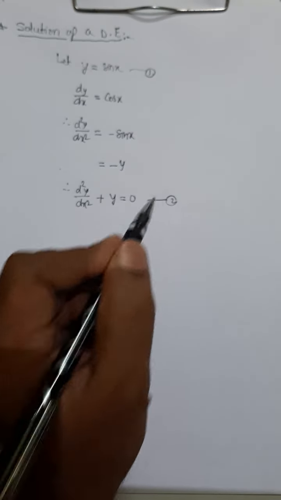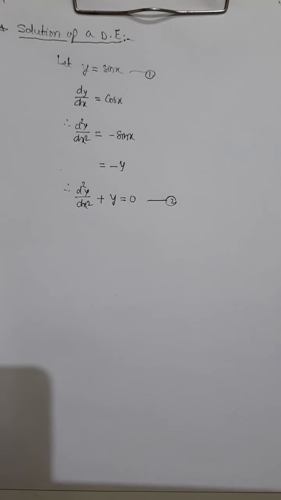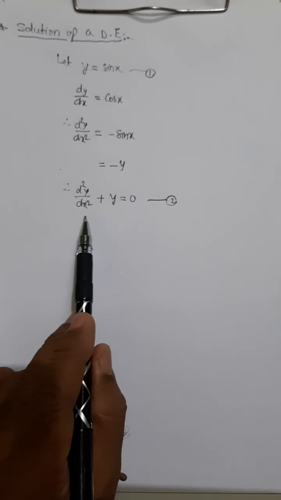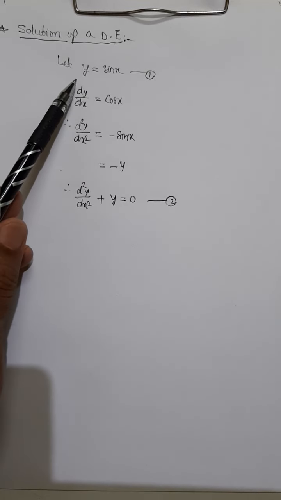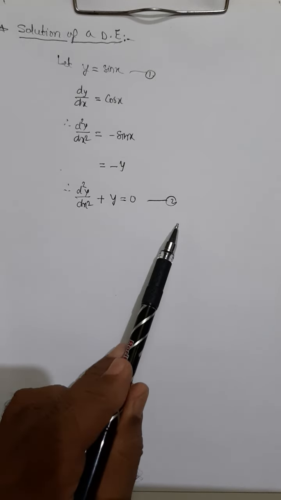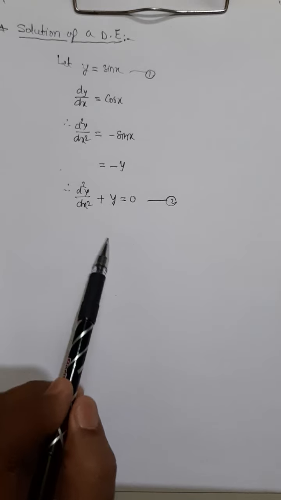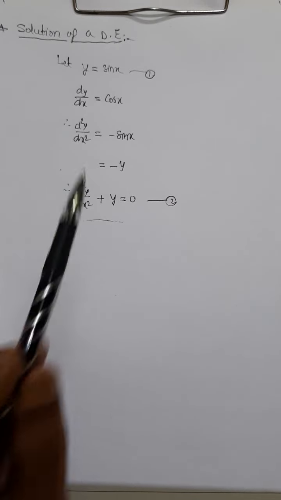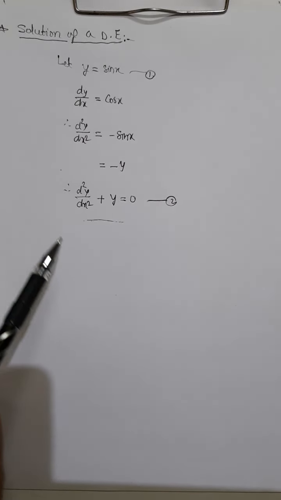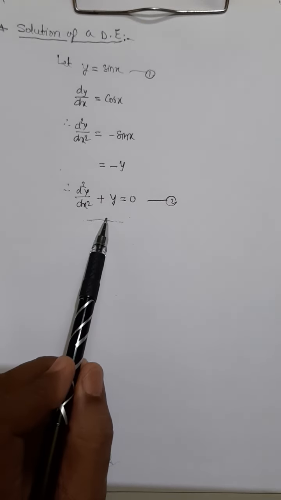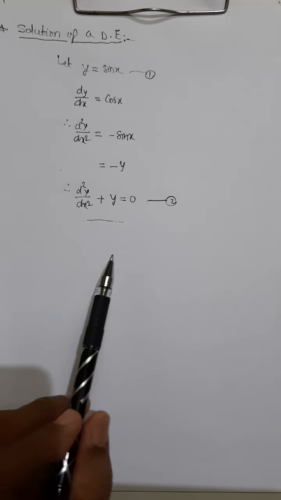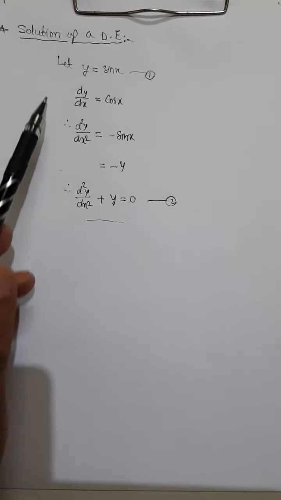So we obtain differential equation 2 from equation 1, y equal to sin x. From equation 1 we obtain this equation 2, that is the differential equation. So you can see here y equal to sin x is a solution of this differential equation 2, because this differential equation is obtained from equation 1, or equation 1 satisfies this equation 2. If we substitute the value in the left side from 1, we always get the right side, that is 0. So equation 1 is satisfied by 2.